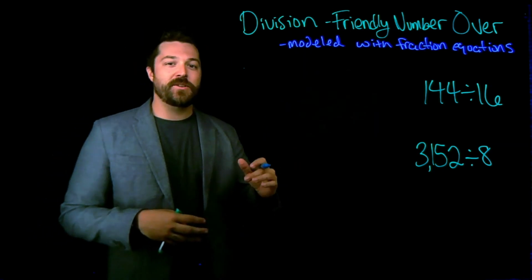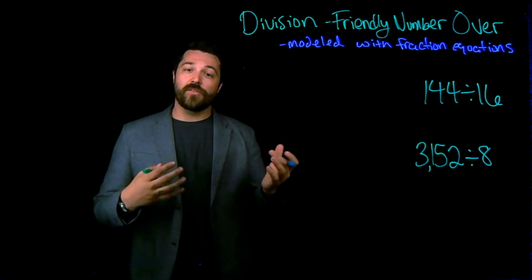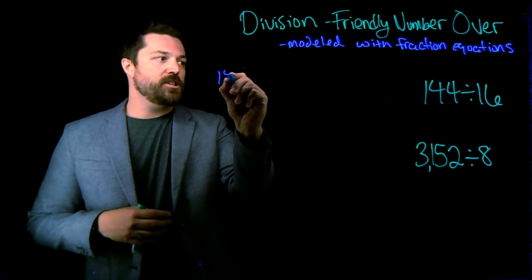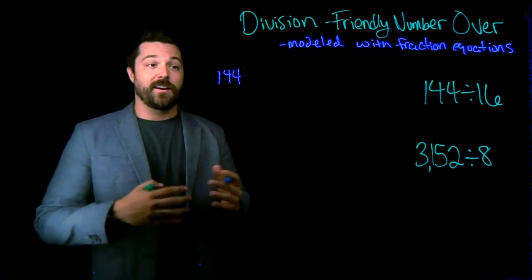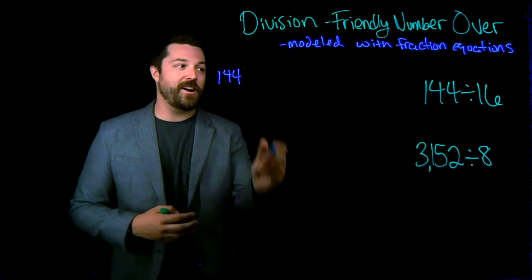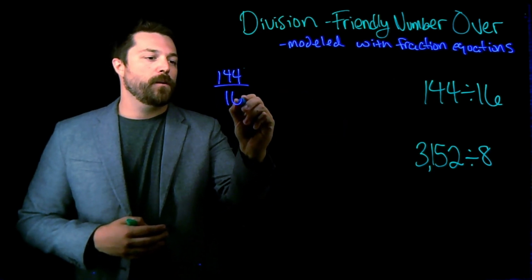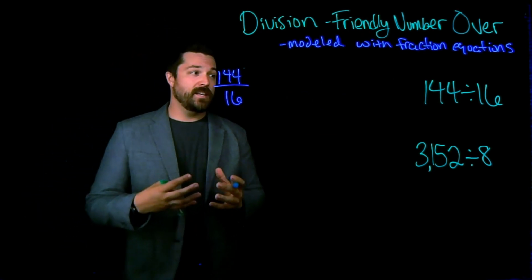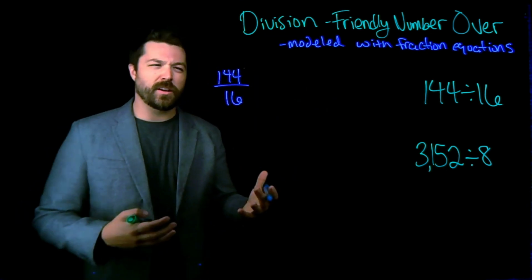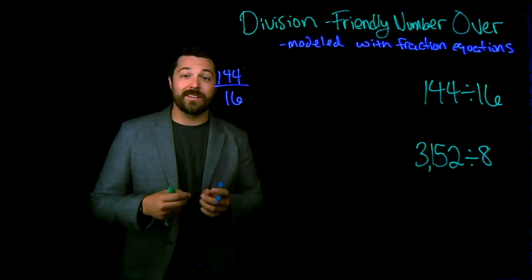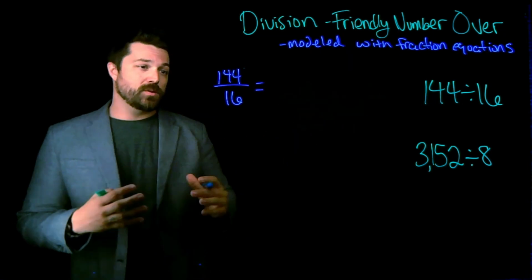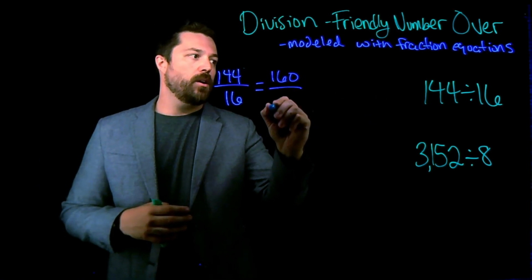And so here's how that strategy looks using this fraction equation model. So the first thing that I want to do is rewrite my division as a fraction, because a fraction is just division. We can represent a fraction as division or division as a fraction. So 144 over 16. Now I know this is equivalent to whatever my quotient is, the quotient that we're looking for, but we certainly want it a little more clean, a little more friendly than this. Now, I'm going to set this equal to 160 over 16.